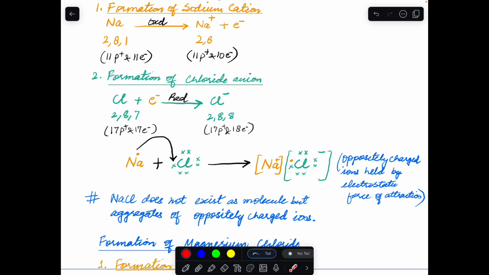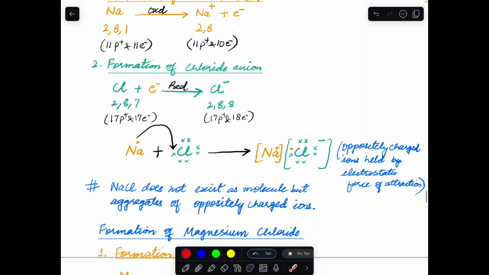Now the positively charged ion of sodium will be attracted by the negative ion, therefore we have electrostatic bond or ionic bond formation, which is a very strong force of attraction, and we will get the formation of an ionic compound, that is sodium chloride, which we call common salt or table salt.